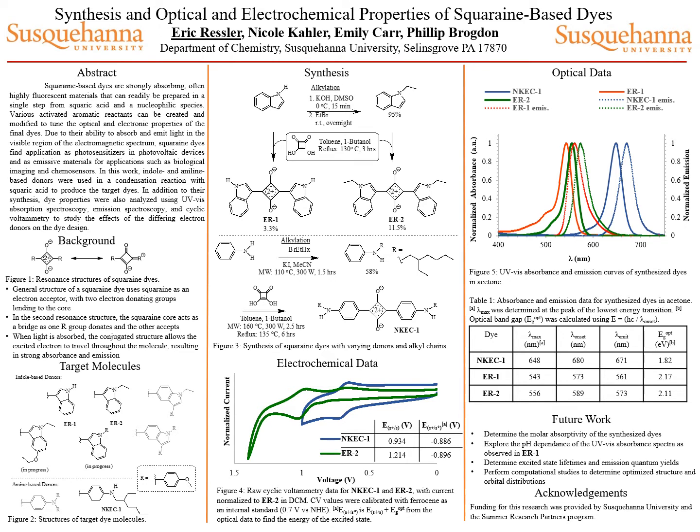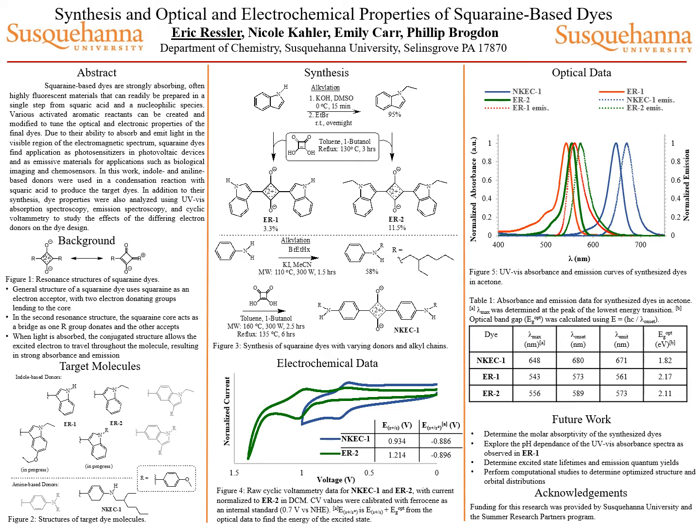Cyclic voltammetry was performed to determine the ground state oxidation potentials of the dyes. These potentials can be used to measure the energy of a dye's highest energy electron in the ground state. Using absorbance data, we also calculated the dye's oxidation potential after it has absorbed a photon.